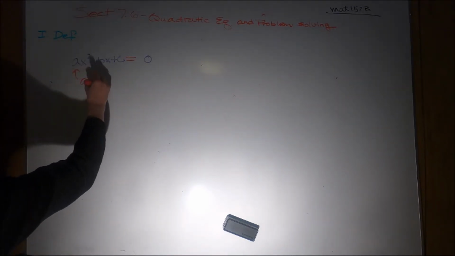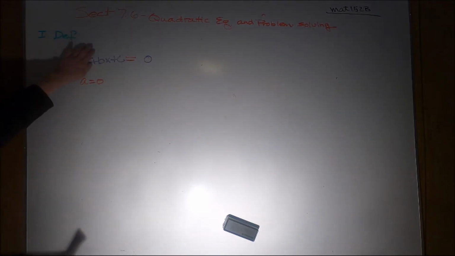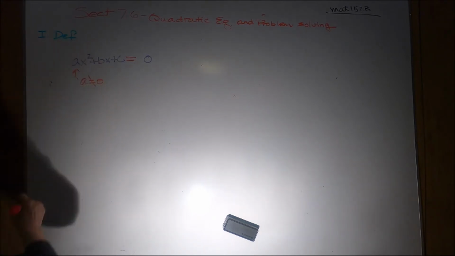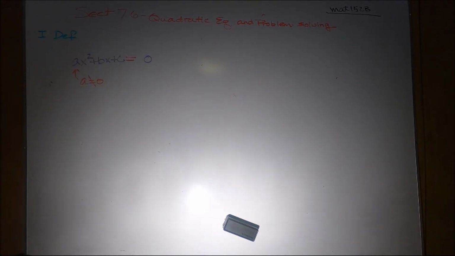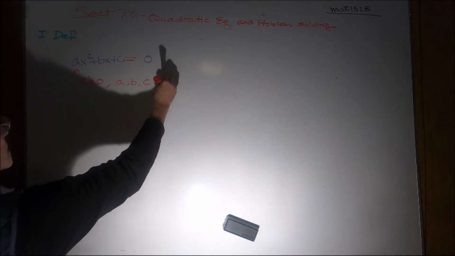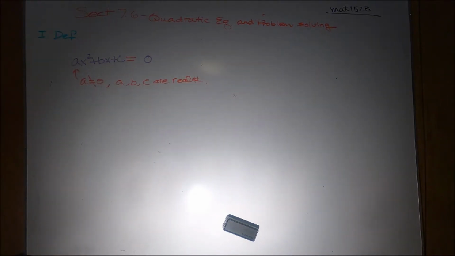If a is 0, would that be a quadratic equation? This one is gone. You don't have a quadratic equation anymore. You will only have what? A linear equation. That's in your 152A class, right? So a cannot be 0. Then a, b, c are what? Real numbers. That's what we are working with.